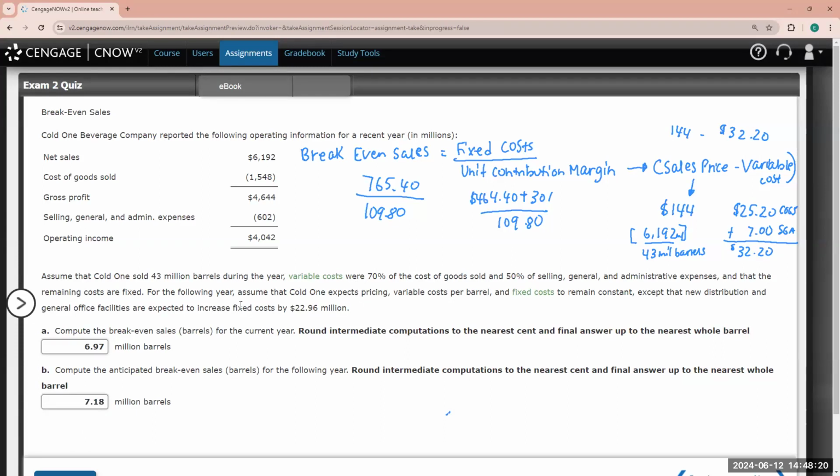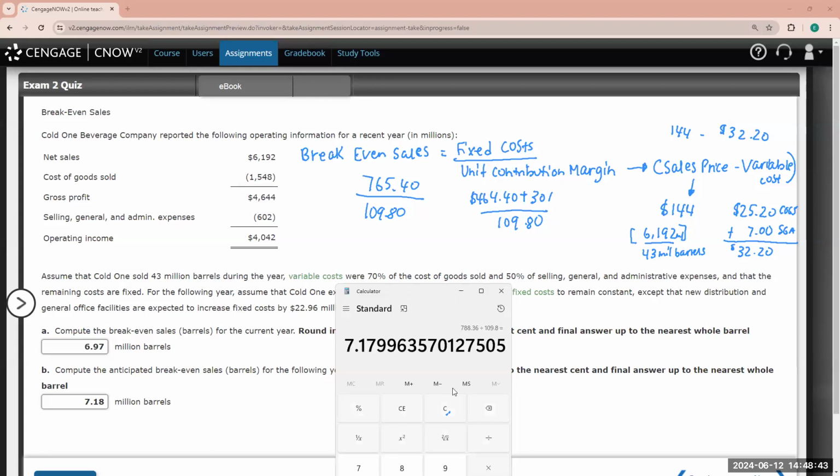All right. So as we go through this example, the key thing to keep in mind is that in order to determine our unit contribution margin, the first thing we need to do is to determine our sales price. And we determine our sales price by dividing our net sales by the amount of units that were sold during the year. So that is how we calculated this $144. We simply divided 6,192,000 divided by 43 million barrels gave us a sales price of $144.